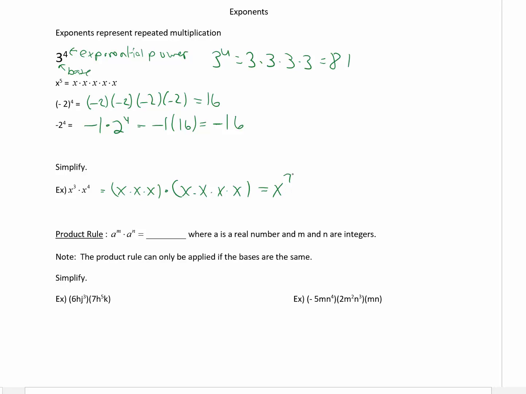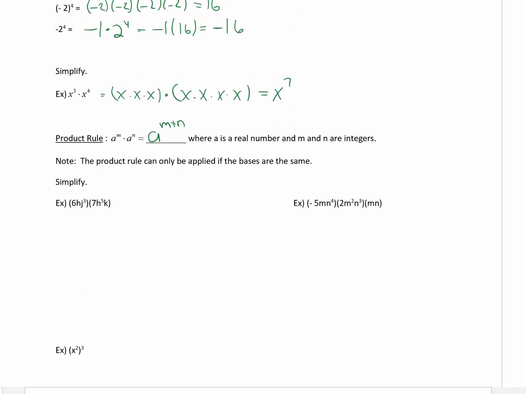Now, how did I get the 7? Well, what basic operation can I put in between the 3 and the 4 to get 7? Well, that is addition. So this is what is called the product rule. If you have a to the m times a to the n, that is the same thing as a taken to the m plus n power, where a is a real number and m and n are integers. Note, the product rule can only be applied if the bases are the same.